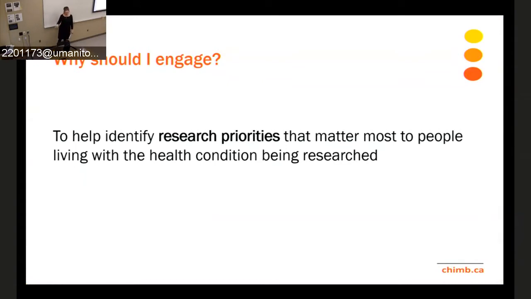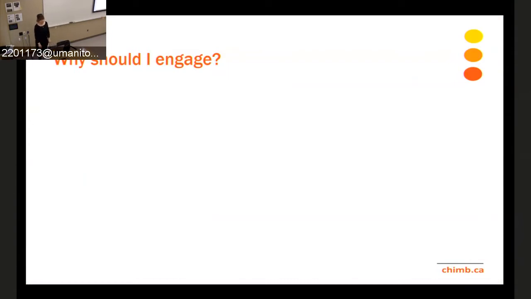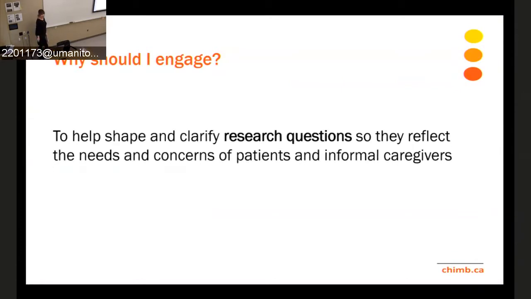There's one in arthritis, where researchers were like, the main priority of patient partners is pain management. They engaged a group of people. It was actually fatigue that was the number one priority. And so they had to change it. Helping to shape and clarify research questions so they reflect the needs and concerns of patients and informal caregivers. We've seen this a lot around engagement.